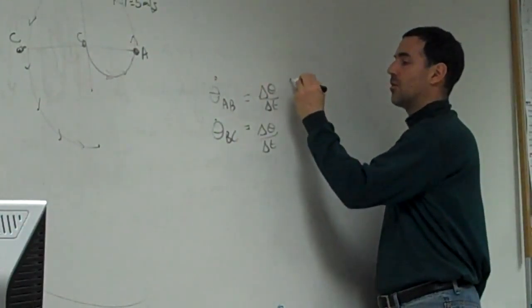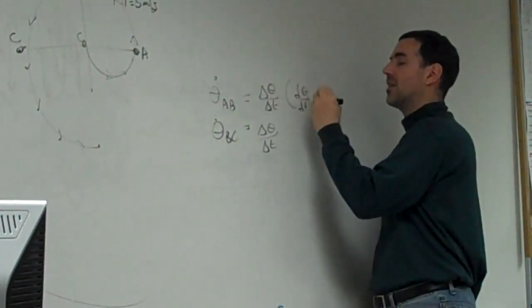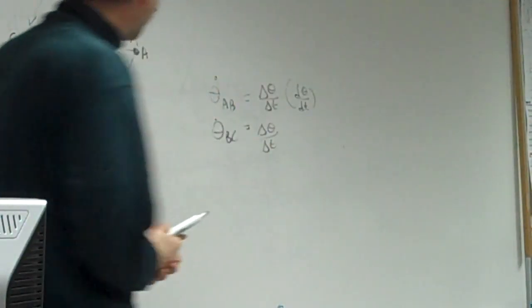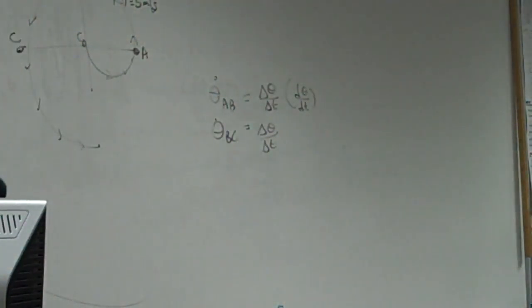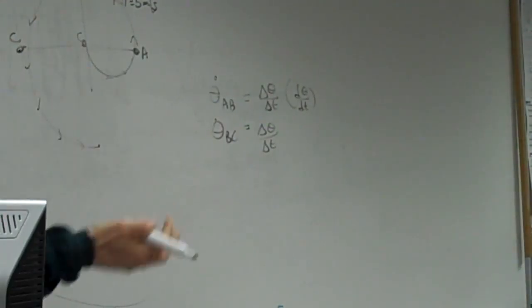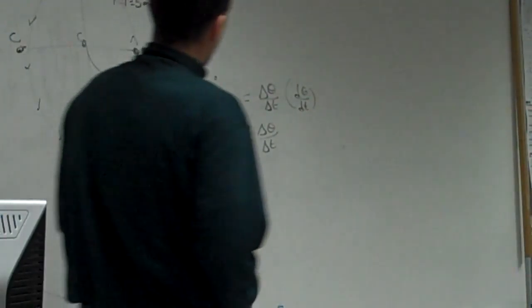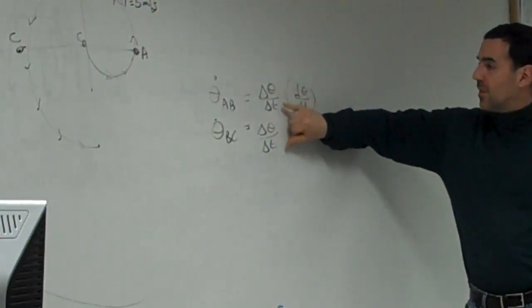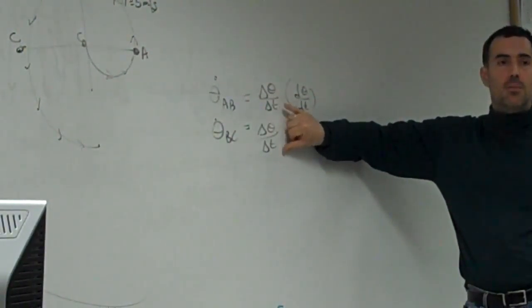Now, you're right, it's technically d theta dt, but we're just trying to look at this so we can get an estimate. Is theta dot bigger from A to B or bigger from B to C? In both cases, delta theta is 90 degrees. Which one took more time though, A to B or B to C?